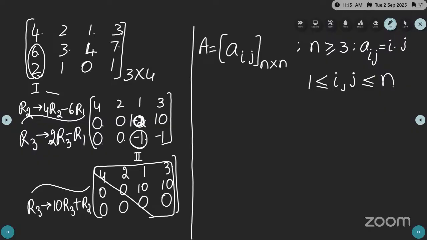Okay. That's why I had given you all the definitions only based on the notations.